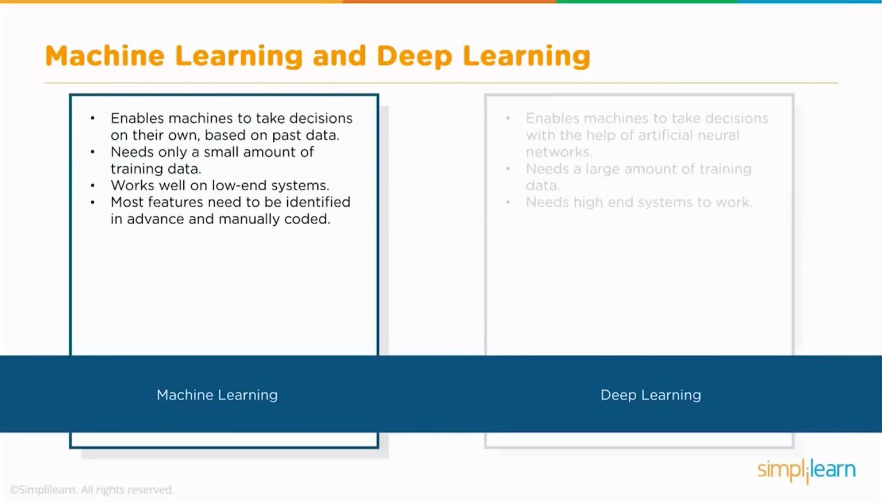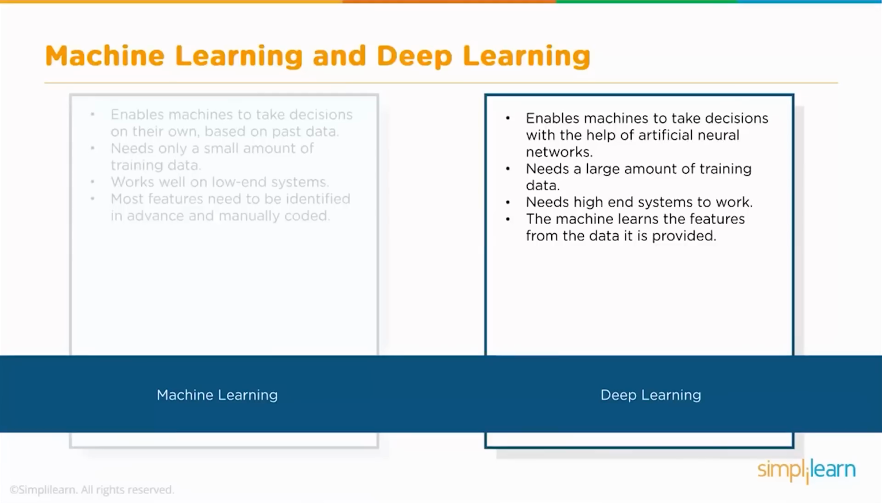We're talking about the general machine learning tools. Most features need to be identified in advance and manually coded. So there's a lot of human work on here. With deep learning, the machine learns the features from the data it is provided. So again, it's like a magic box. You don't have to know what a tire is. It figures it out for you.